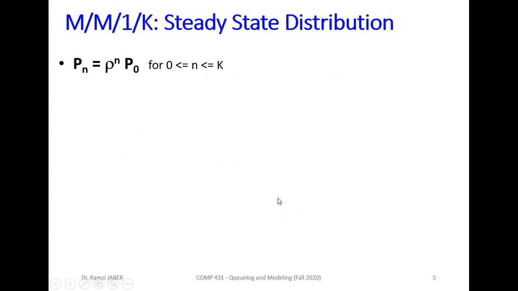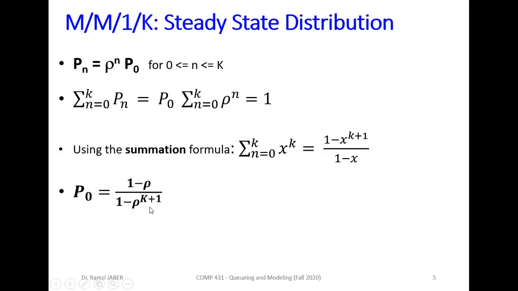How to calculate? We have these equations. P0 equals (1 minus rho) over (1 minus rho to the K plus 1). Okay? Always we have the same probability equations. Pn equals rho to the n times P0. But now in this system, n is not infinity. N will be finite. The maximum value will be K, from 0 to K. Not infinity like M/M/1. That's why we have this equation.